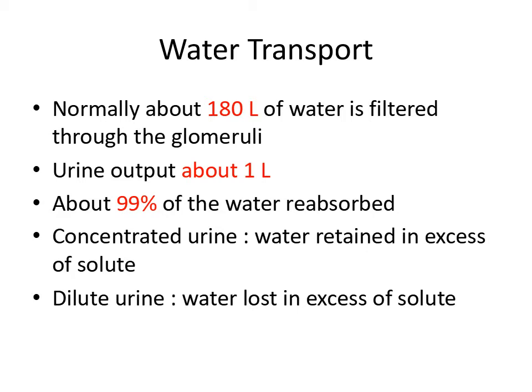Concentrated urine means water is retained in excess of the solute, and dilute urine means water is lost in excess of solute.